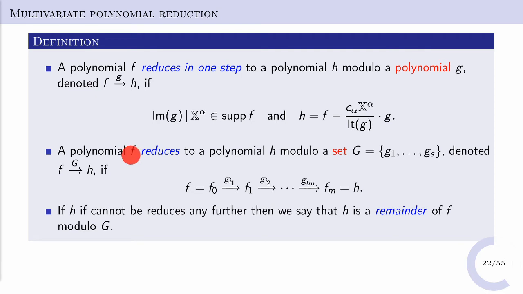We now say that a polynomial f reduces to polynomial h modulo a set of polynomials. Here we do not consider a single polynomial, we consider the whole set of polynomials, and we denote it f arrow G to h. So f reduces to h modulo G.